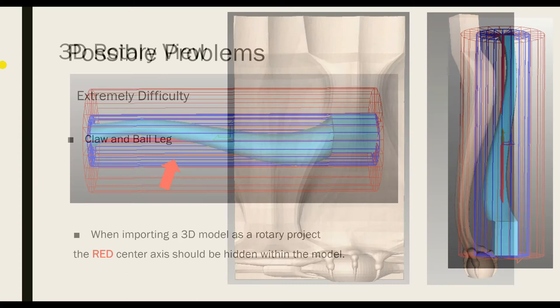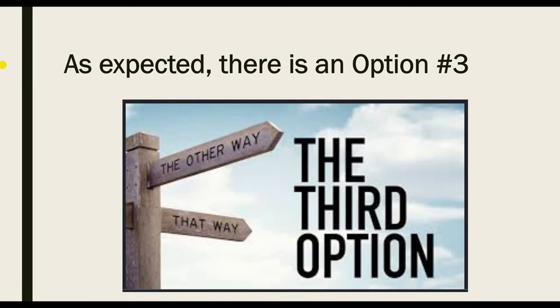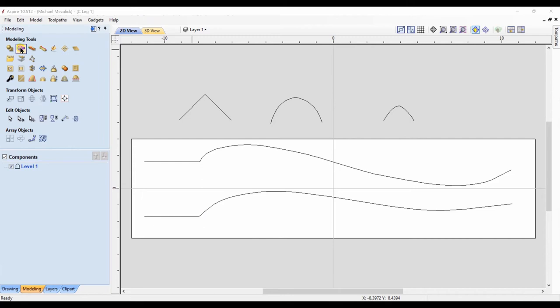Positioning the 3D component of the leg within the software is also problematic, as you need to make sure the red center line is hidden. Here's another option. We're going to use the two-rail sweep.